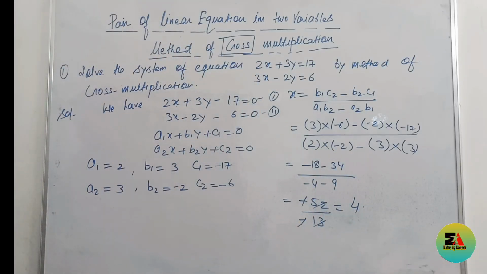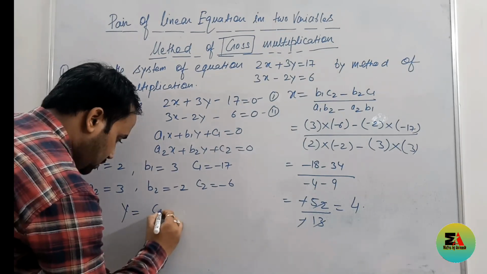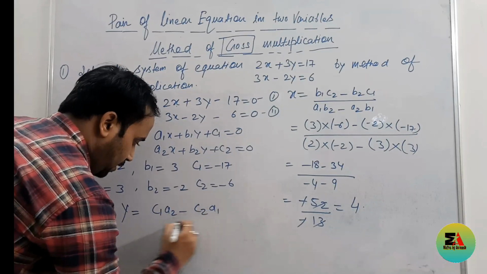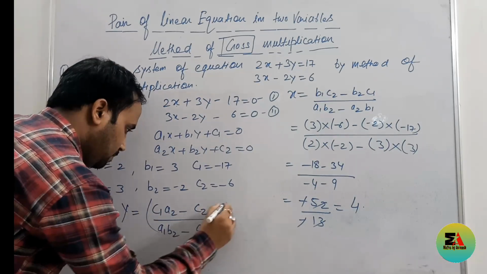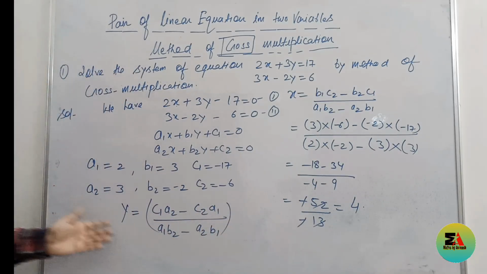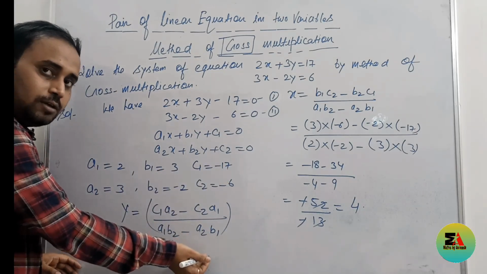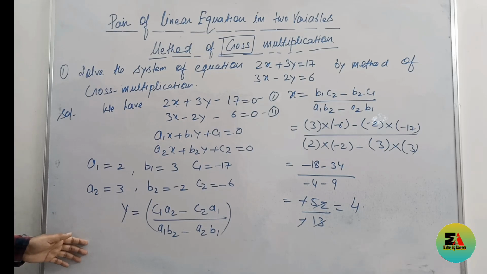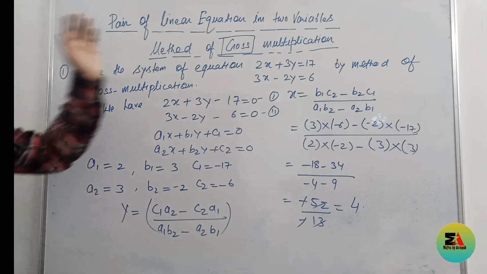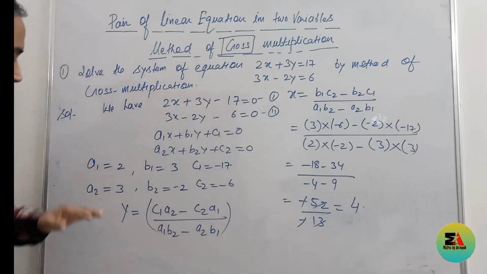Clear? In the same process we have to calculate the value of y. You know that the formula of y is c1a2 minus c2a1 by a1b2 minus a2b1. Just substitute all these values in this formula and calculate the value of y. I hope this is clear to you. This is the easiest method to solve any pair of linear equations. We just have to learn the formula of x and the formula of y.